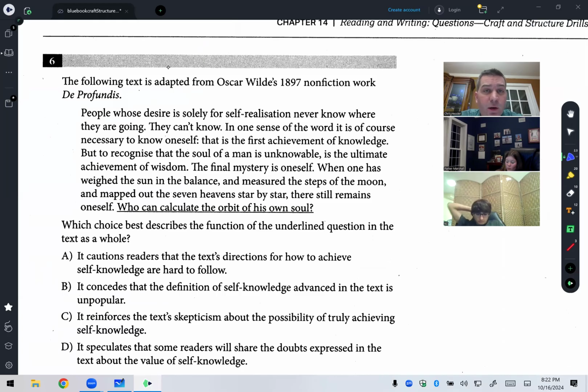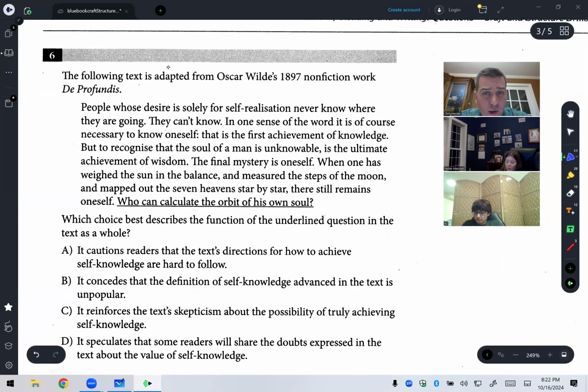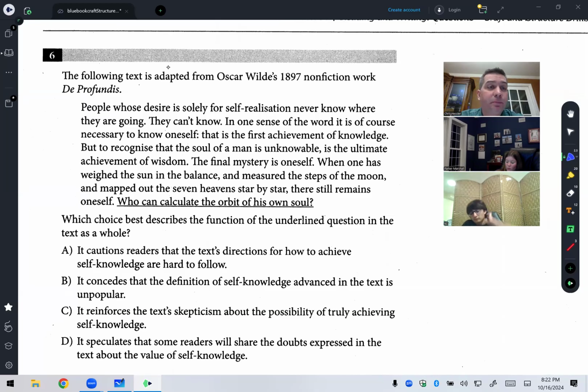All right, so this is from Oscar Wilde's nonfiction work, De Profundis. They're asking us about the underlined sentence. I'm going to read the whole thing and then we'll talk about it. People whose desire is solely for self-realization never know where they are going. They can't know. In one sense of the word, it is of course necessary to know oneself. That is the first achievement of knowledge. But to recognize that the soul of a man is unknowable is the ultimate achievement of wisdom. The final mystery is oneself.